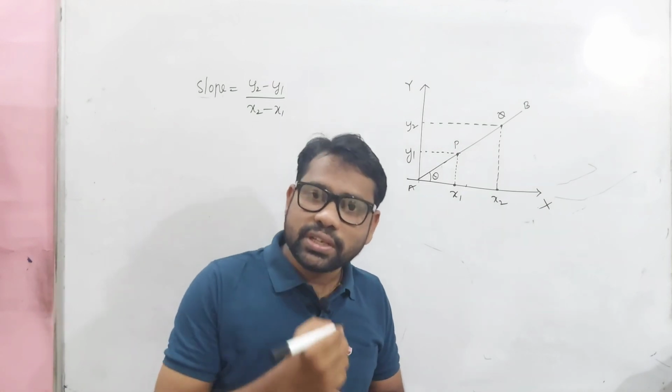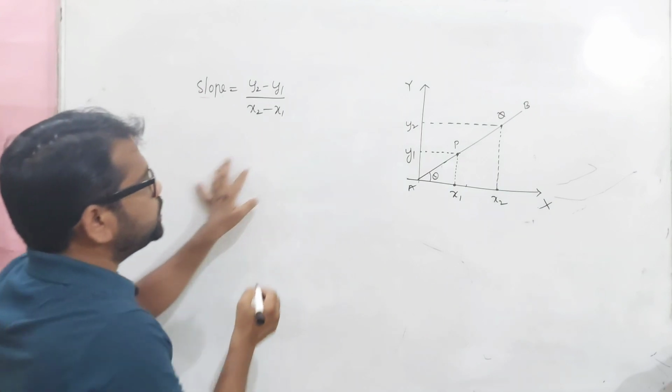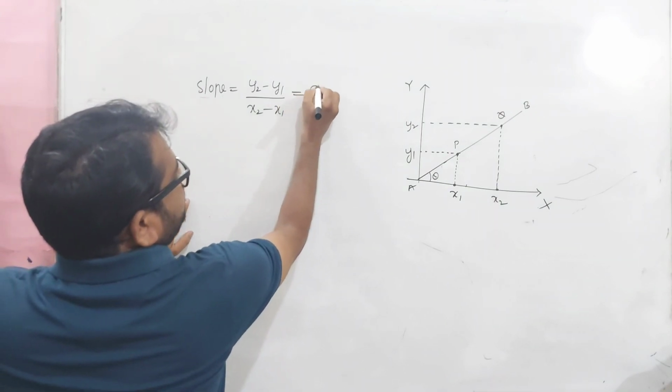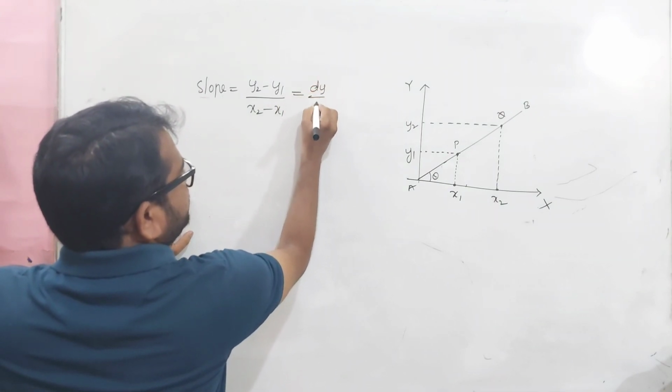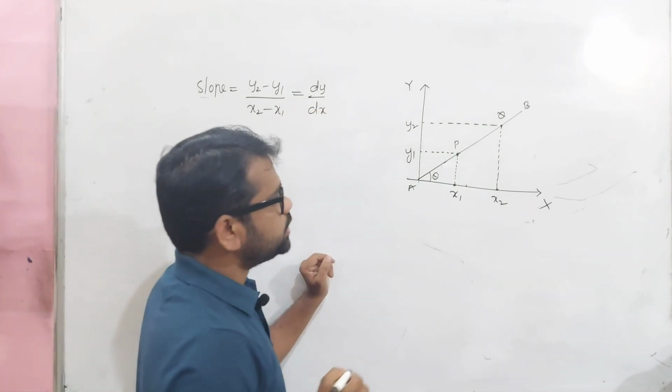It is a change in y value. x2 minus x1 is what? Change in x value. So, this can be written as dy by dx. And what is the dy in this graph? Let us see, children.